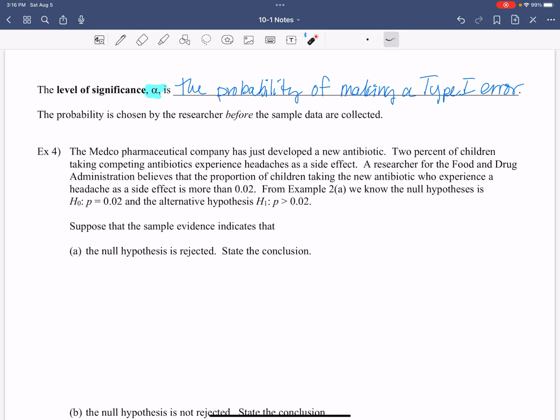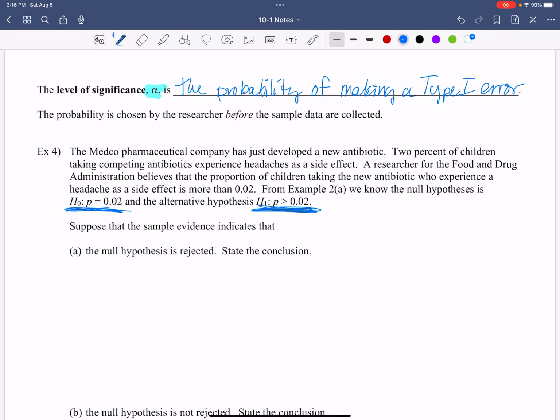All right, so the Medco pharmaceutical company has developed a new antibiotic. We've read this 10 billion times already. From example 2A, we know the null hypothesis is P is equal to 0.02. The alternative is P is greater than 0.02. So we already have this down pat. We know this to be the null and this to be the alternative hypothesis.